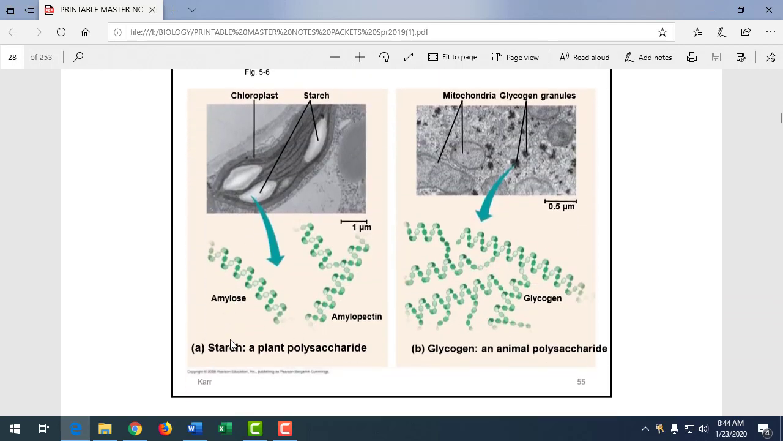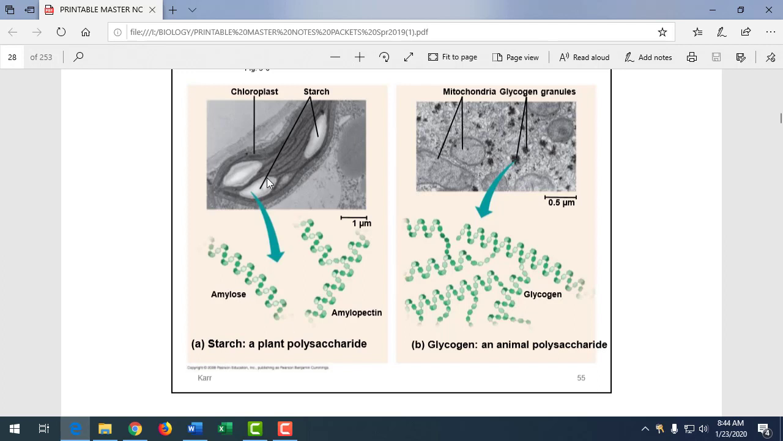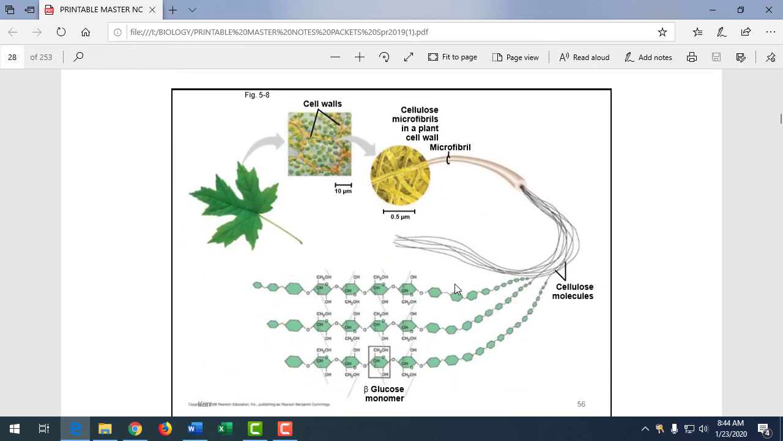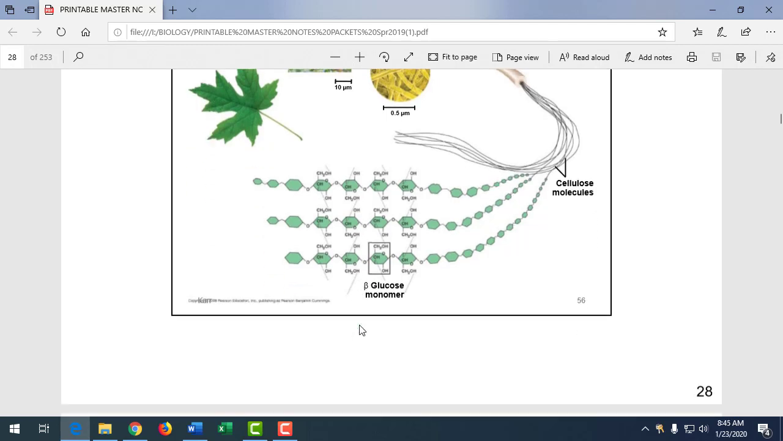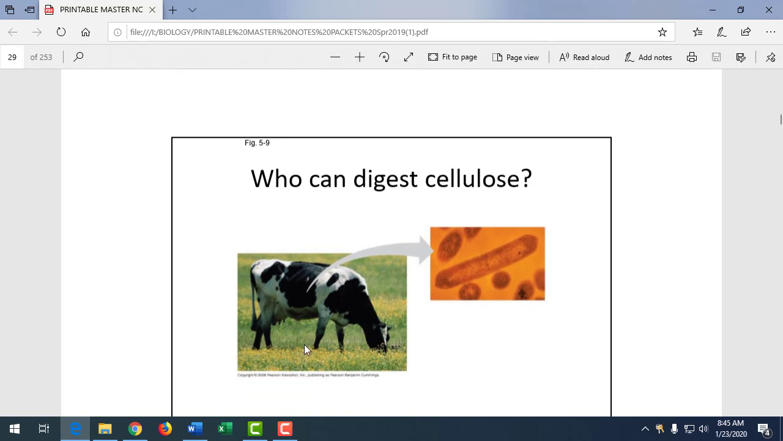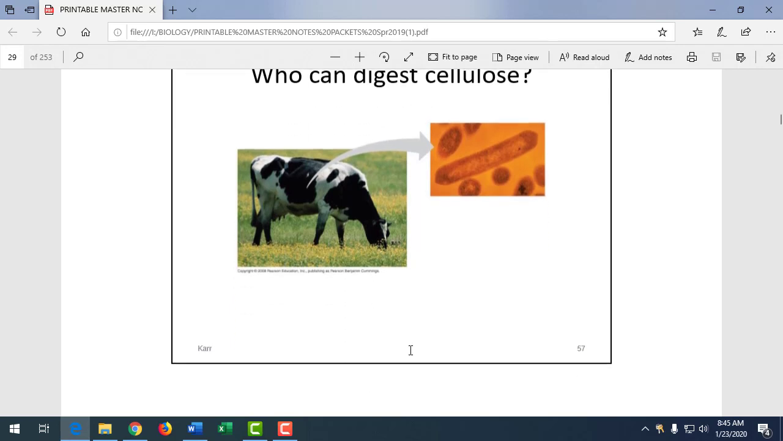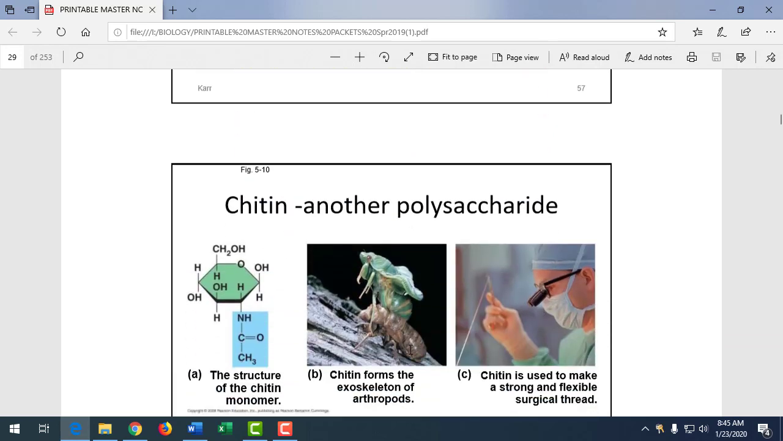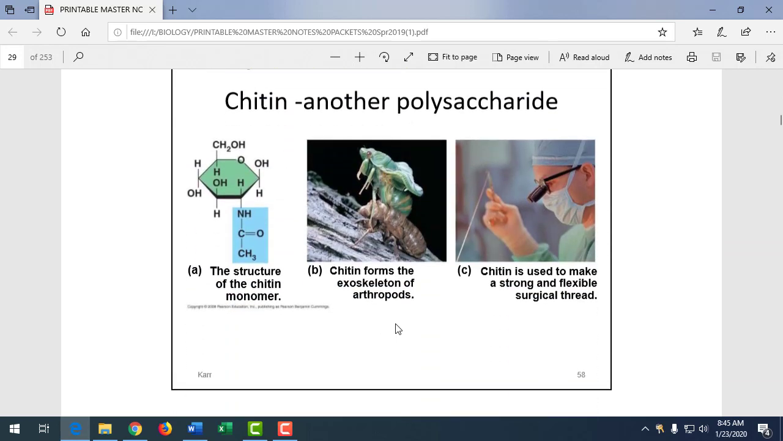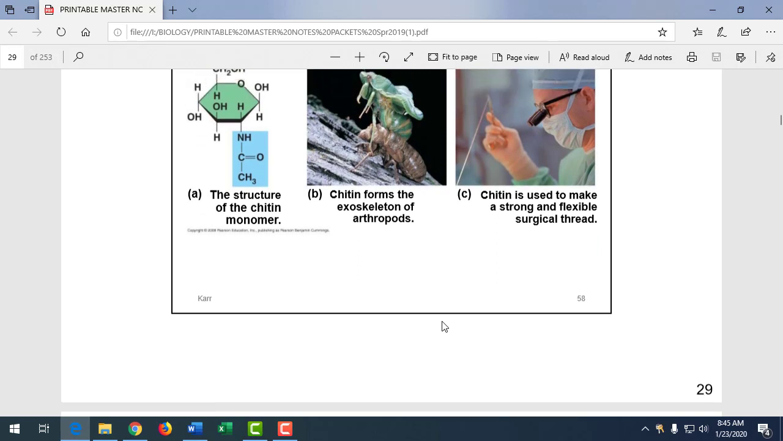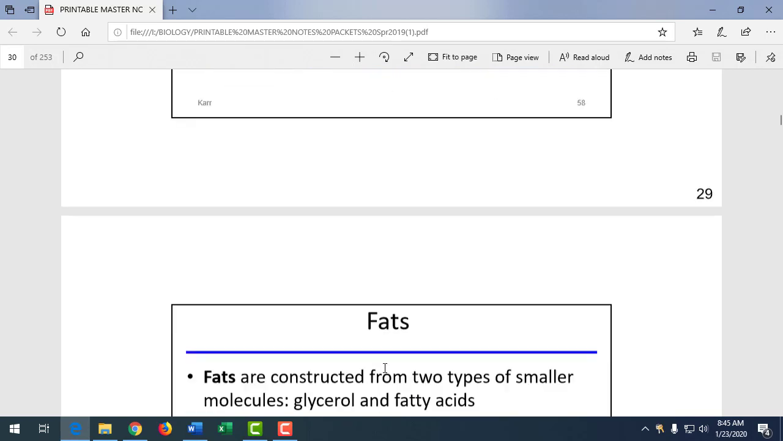So plant polysaccharide, we said, is starch. It's a storage for energy. And we store our excess glucose as glycogen. And like I said, cellulose is a structural polysaccharide. So who can digest cellulose? Again, it's cows and termites are two good examples. Chitin, we already talked about. It's also used to make surgical thread.